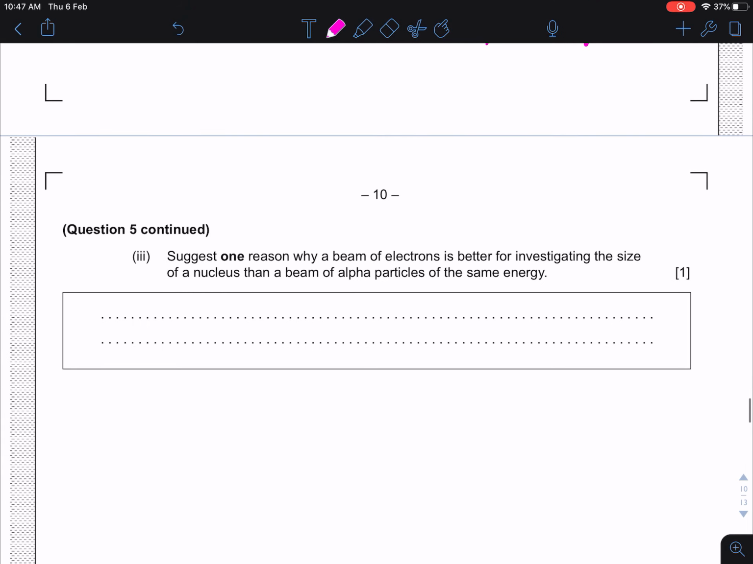Finally, why is a beam of electrons better than alpha particles? Well, electrons, first of all, don't experience the strong force. So if you did the same thing with alpha particles and they got too close, they would just be absorbed into the nucleus due to the strong force.